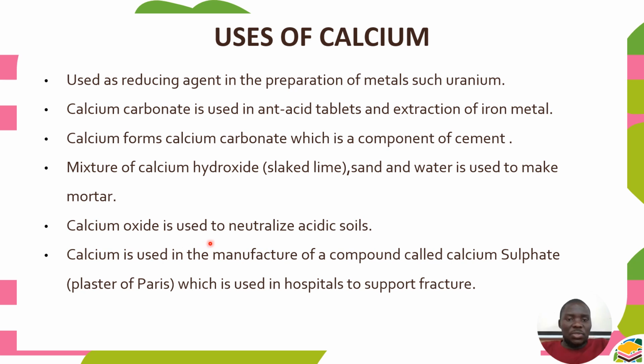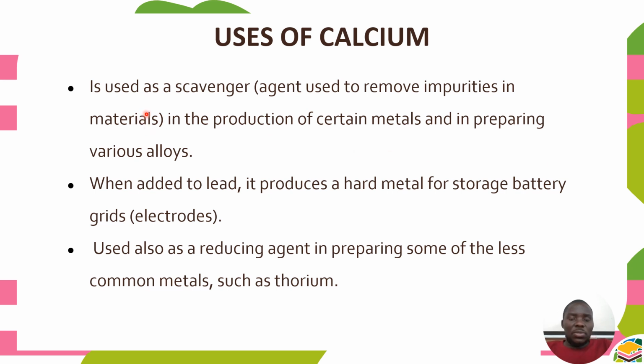Calcium oxide is used to neutralize acidic soils. Calcium is used in manufacturing of a compound called calcium sulfate, that is plaster of Paris, which is used in hospitals to support fractures. It is used as a scavenger agent to remove impurities in metals, in the production of certain metals and preparation of various alloys. When added to lead, it produces a hard metal for storage battery grids, and it is used as a reducing agent in preparing some of the less common metals such as thorium.